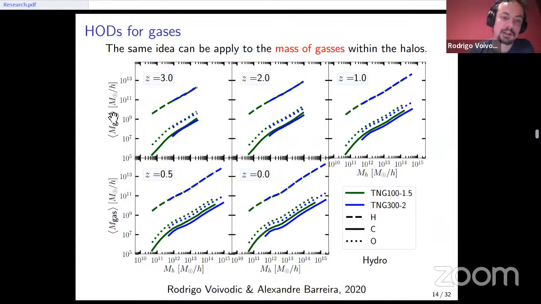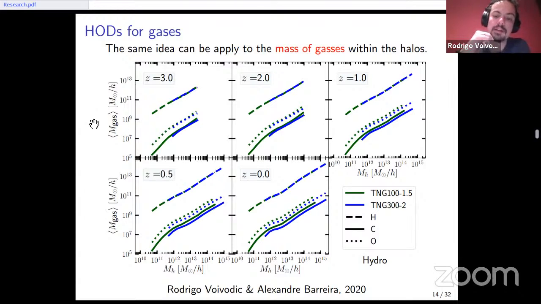So we can do basically the same thing, but now not for the number of galaxies in a halo, but for the total mass of a given gas in the halo. And here is basically the same type of figure, okay? But now I'm showing in the dashed lines the hydrogen, the solid lines the carbon, and the dotted lines the oxygen. Again, for the two simulations. And yeah, we see that we have a very different behavior, but as before, it increases with halo mass, which is expected, right? Because if you have a larger halo, we expect to have more gas inside the halo.